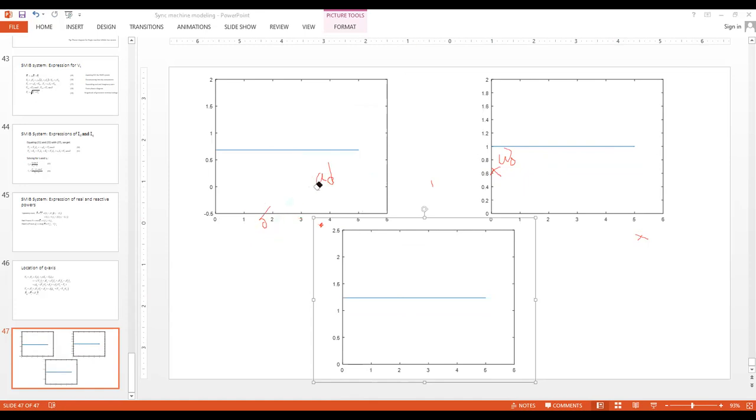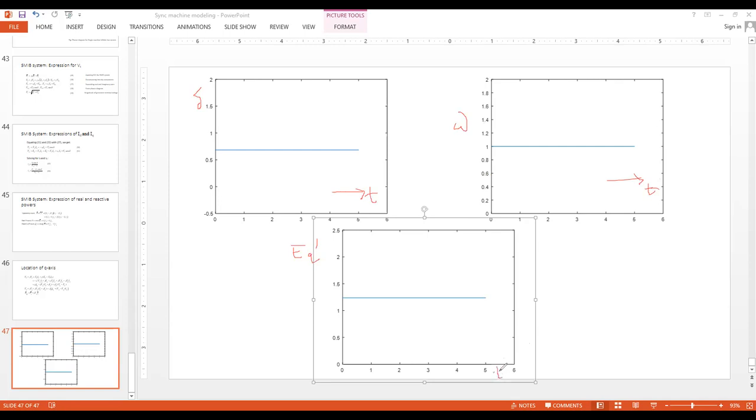Do you see all three diagrams? Yes, sir. We see. Okay. So the top left is the delta versus time. So this is delta, this is time. Top right is omega versus time. The bottom one is EQ dash versus time.